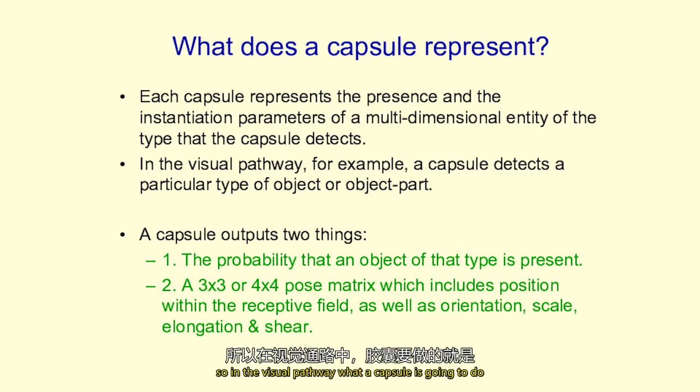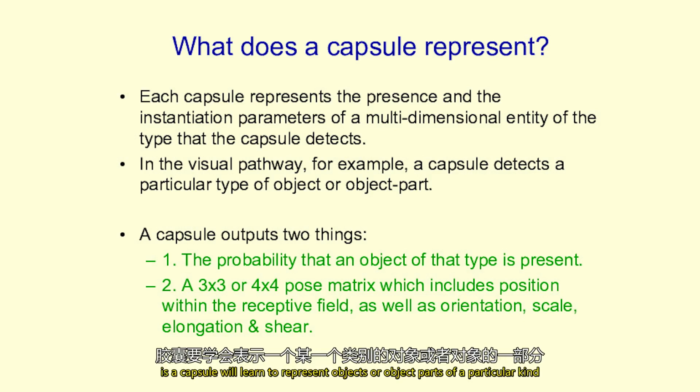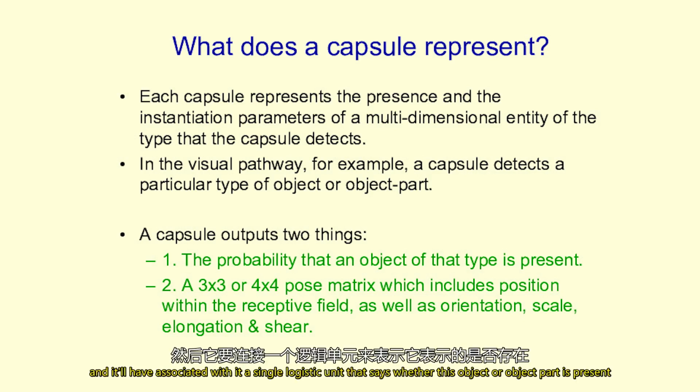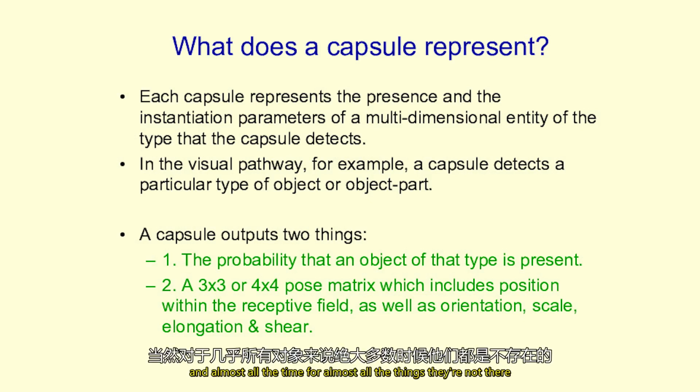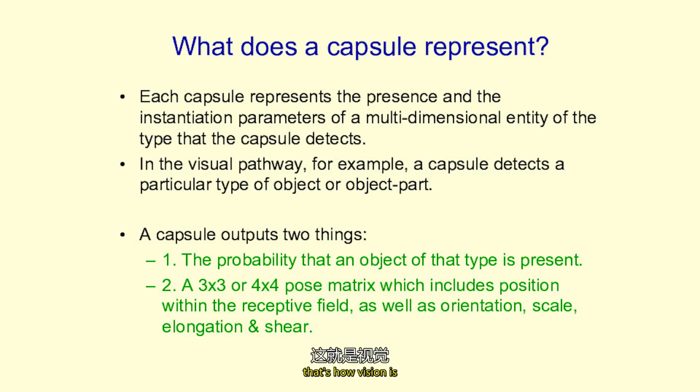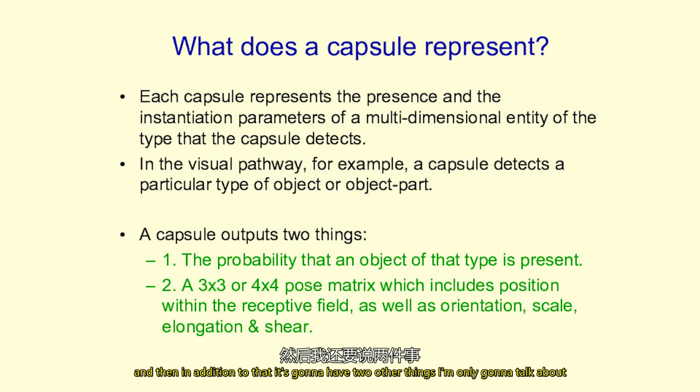So in the visual pathway, a capsule will learn to represent objects or object parts of a particular kind. It'll have associated with it a single logistic unit that says whether this object or object part is present. So it needs to decide whether the thing it represents is there or not, and almost all the time, for almost all the things, they're not there. That's how vision is. And then in addition to that, it's going to have two other things. I'm only going to talk about one of them.